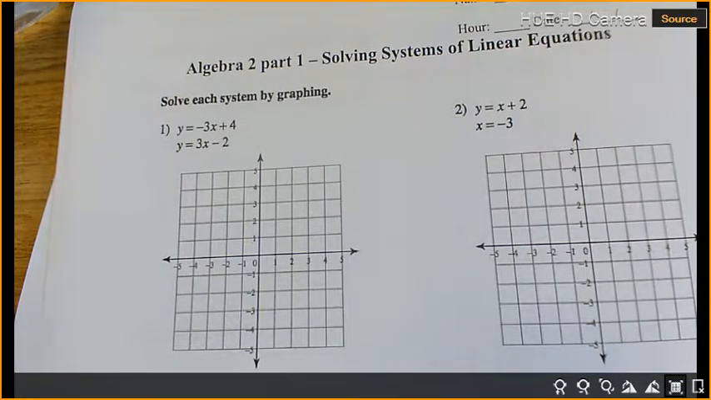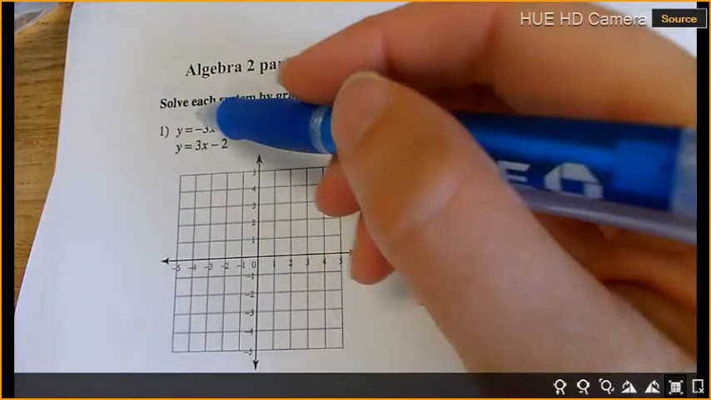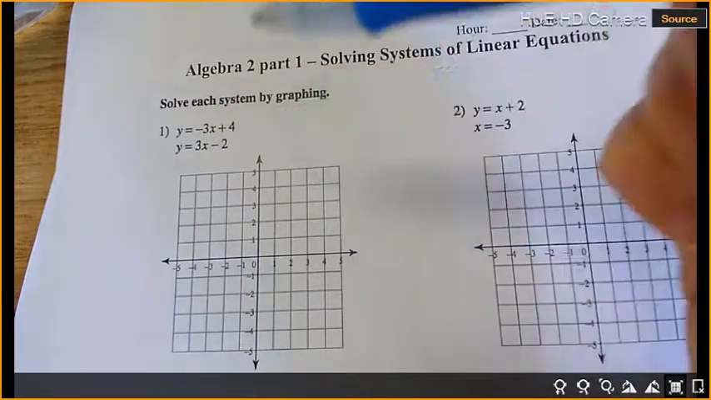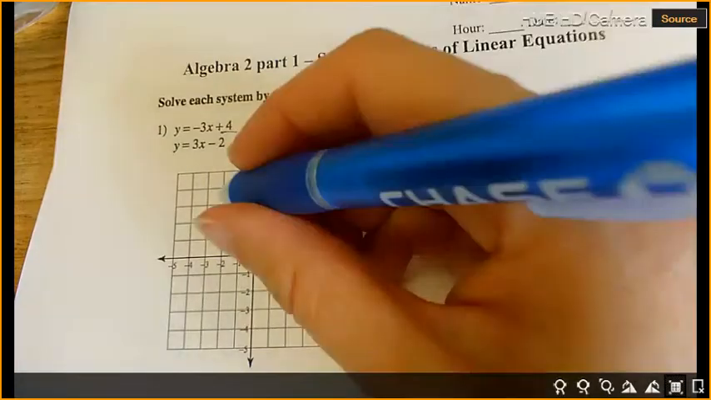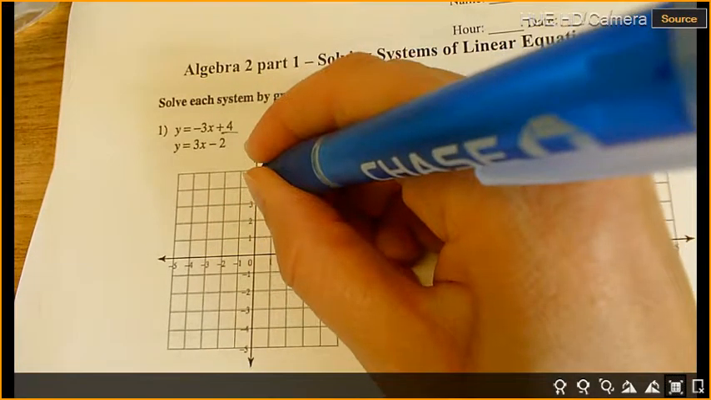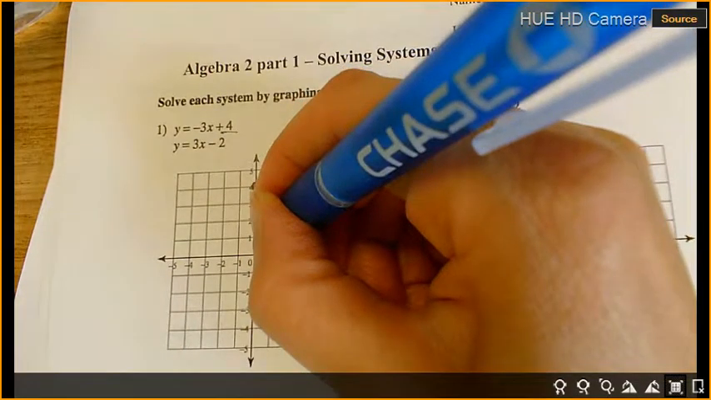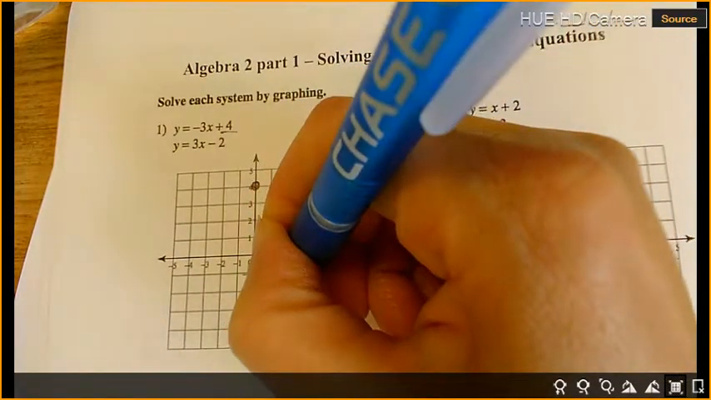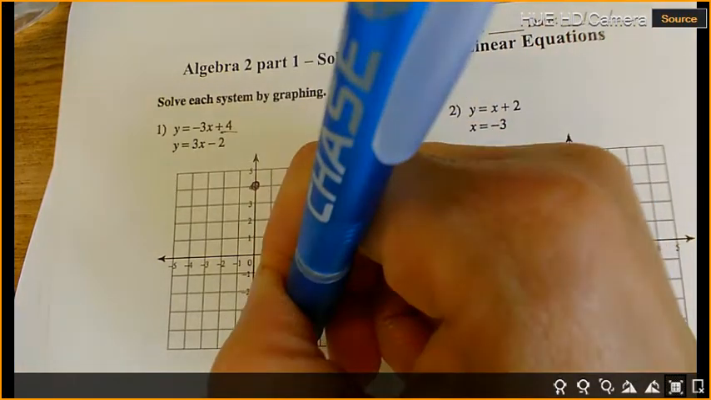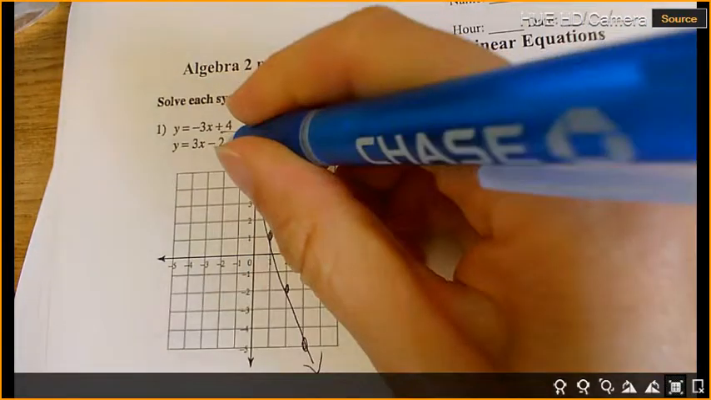I'm going to graph it on the graph to show you guys up here, because if you don't have a graphing calculator at home, it makes it difficult. We're going to start, these are in y equals mx plus b form, so it should be pretty easy. We put a dot at the y-intercept, which is 4. Then I'm going to go down 3 over 1. I'm going to do it again, down 3 over 1. And one more time, down 3 over 1. Here is my first line.